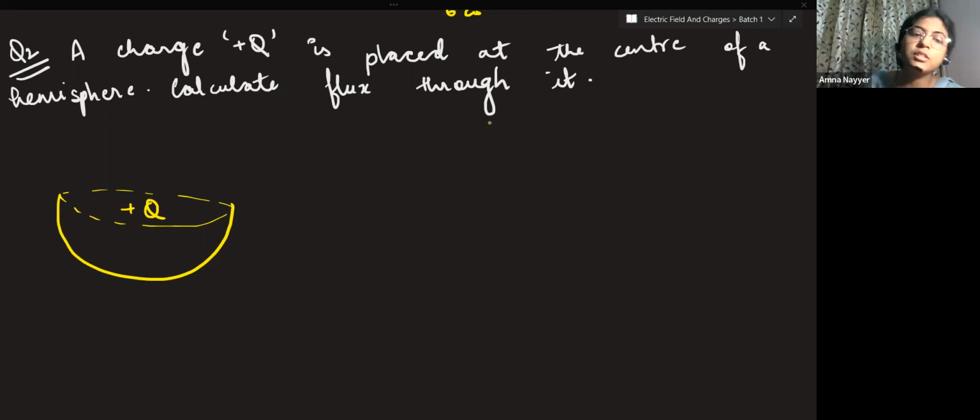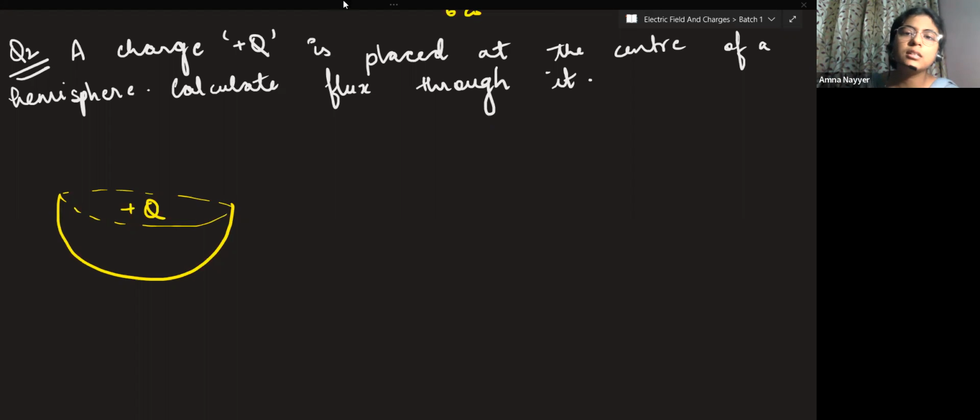Hemisphere is a closed surface, but when the charge is placed at the center of the hemisphere, we say the charge is not placed inside the hemisphere. Hemisphere is itself a closed surface, but if you keep the charge on the top of the hemisphere, then your charge is not within the closed surface.